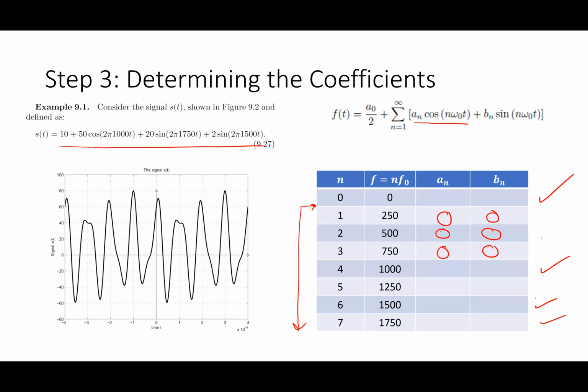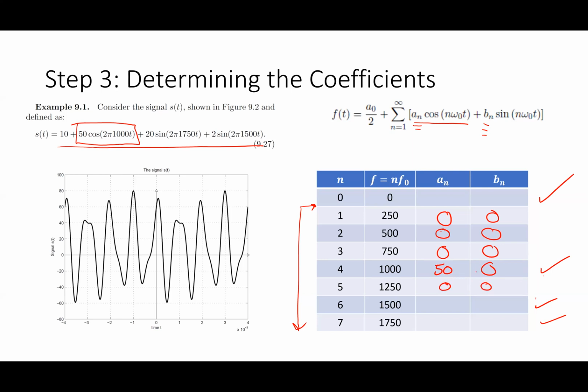Now looking at this, here's my A sub n and here's my B sub n. At 1000, I've got this one. So at 1000, which terms do I have here? A or B? A, right? It looks like I've got a 50 there, and I don't have any sine at that frequency. At 1250, I don't have either one.